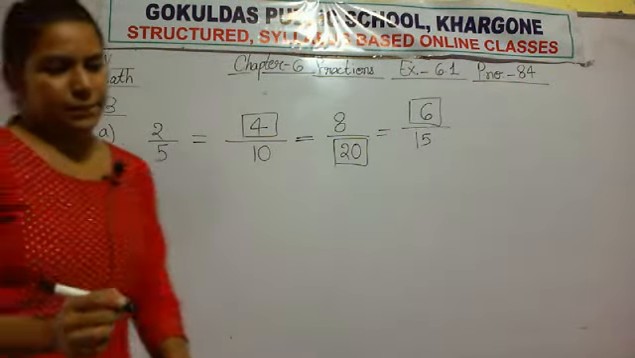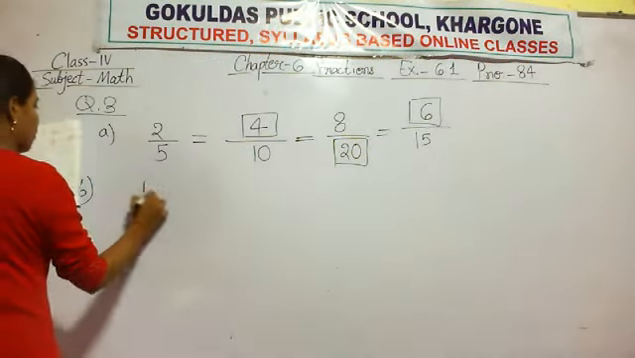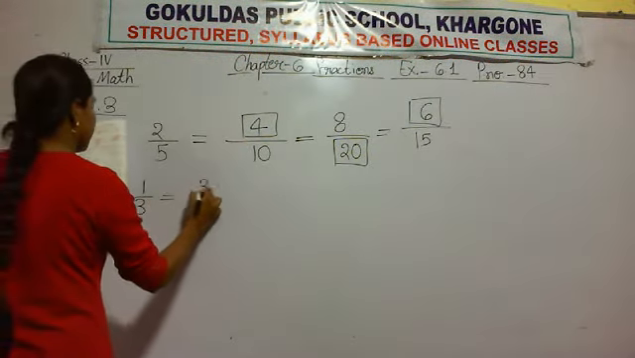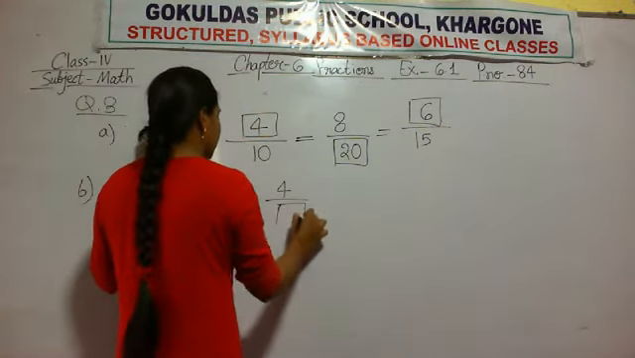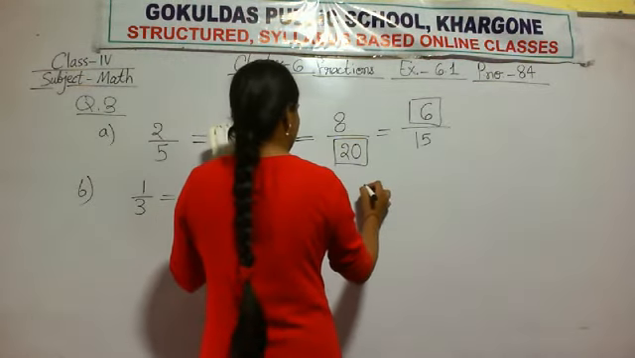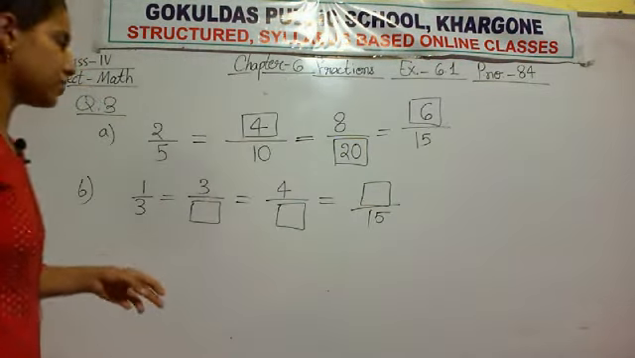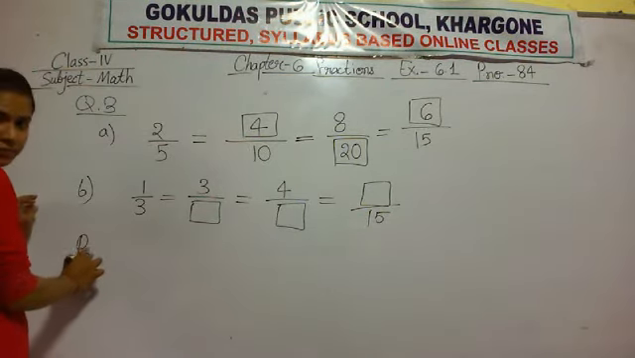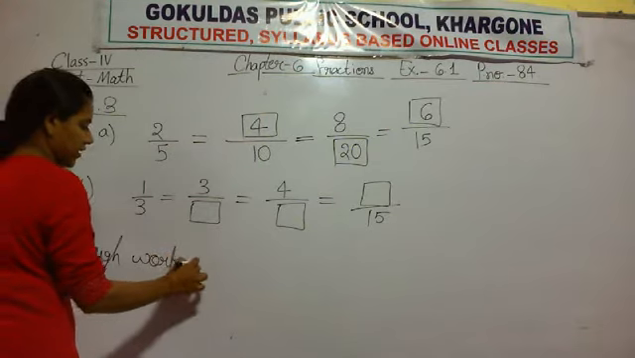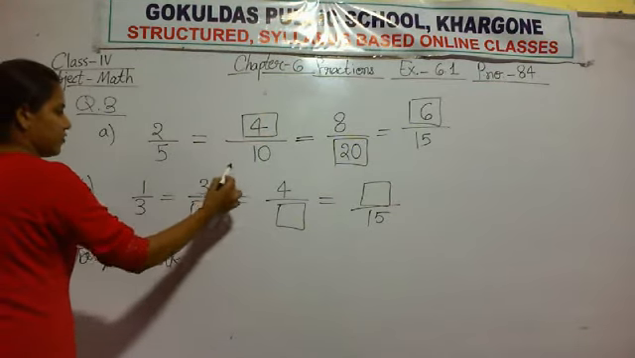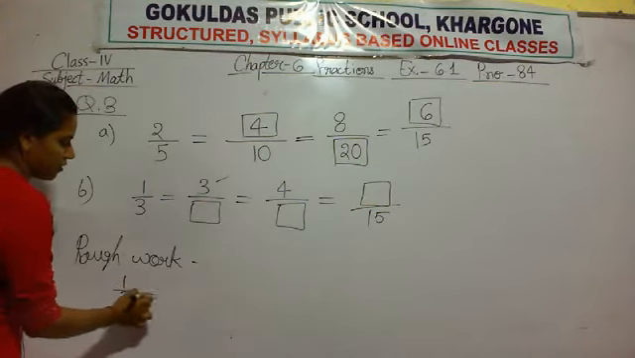Now B. In question number B, 1 upon 3 is equals to 3 upon blank is equals to 4 upon blank is equals to blank box upon 15. It is given, right? Now in rough work, we will make our fractions equivalent, okay? Let us take this one. First, your given fraction is 1 upon 3, okay?